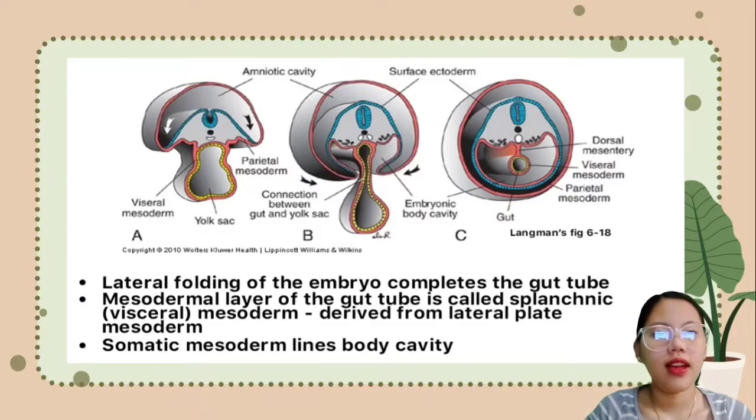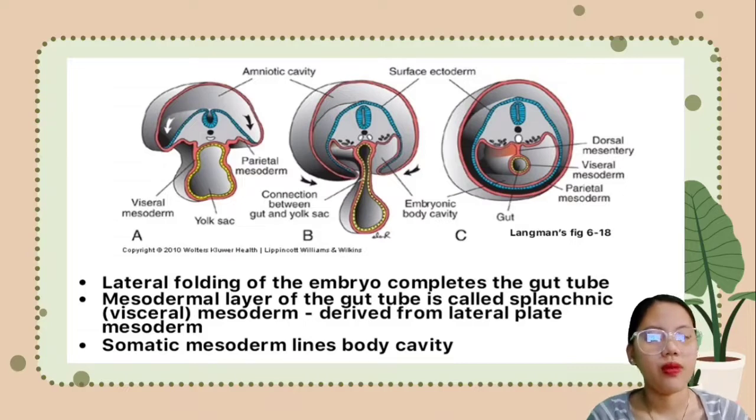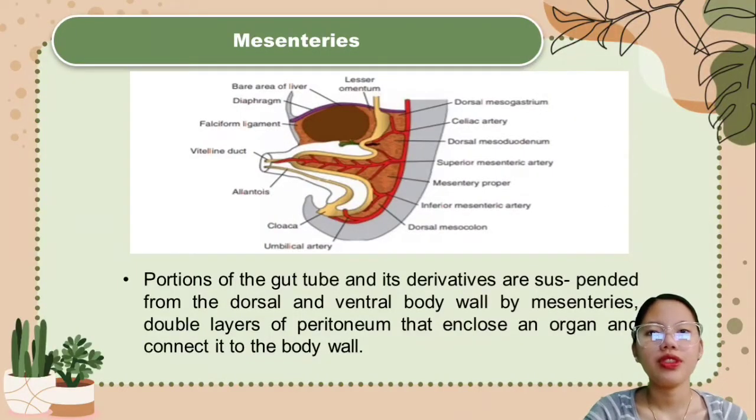In letter C, at the end of the 4th week, the visceral mesoderm layers are fused in the midline and form a double-layered membrane, or dorsal mesentery, between the right and left halves of the body cavity. Ventral mesentery exists only in the region of the septum transversum. Portions of the gut tube and its derivatives are suspended from the dorsal and ventral body wall by mesenteries, a doubled layer of peritoneum that encloses an organ and connects it to the body wall. Primitive dorsal and ventral mesentery.